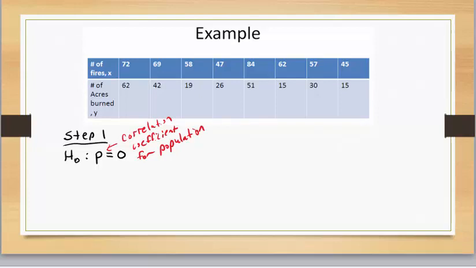All right, and so our null hypothesis, which is the H0, is saying that that correlation coefficient is equal to 0. So what does it mean about a relationship if our correlation coefficient is equal to 0? That means that there is no relationship.